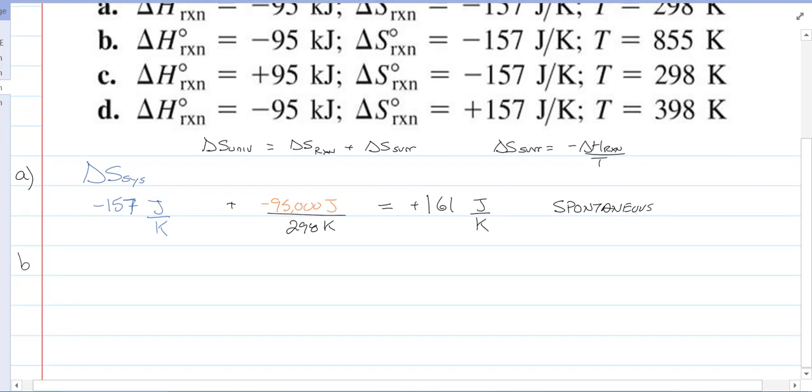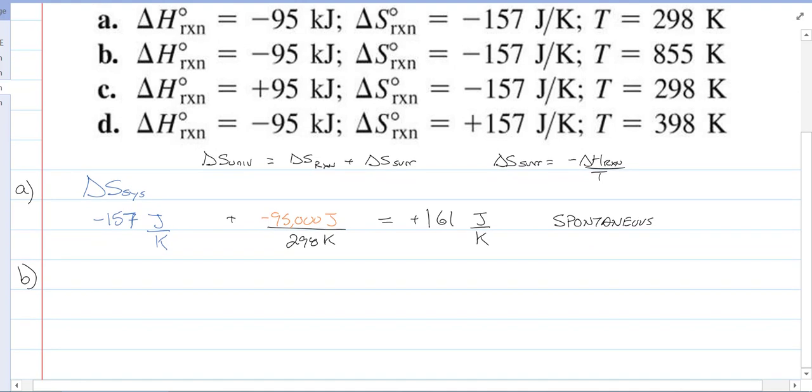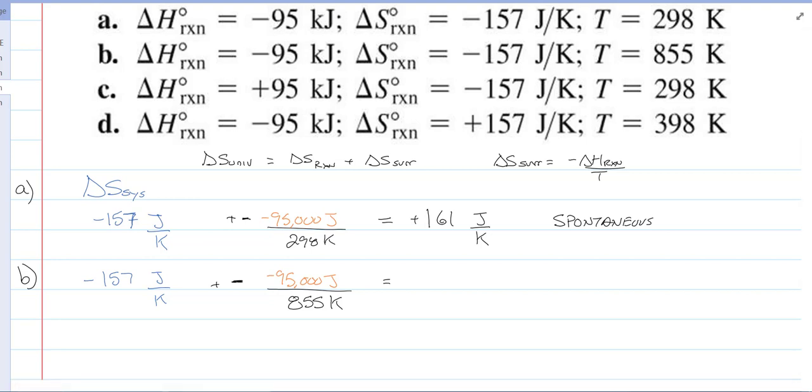For B, delta S system is negative 157 again, joules per Kelvin. Plus, now delta H is still negative 95,000 joules. Temperature is now 855. Well, that's going to make this term different. And I forgot this sign, I apologize, because delta S surroundings is negative delta H. What do we get there? I think I get negative 46 joules per Kelvin. Makes it non-spontaneous.